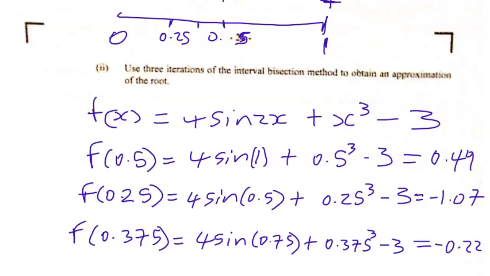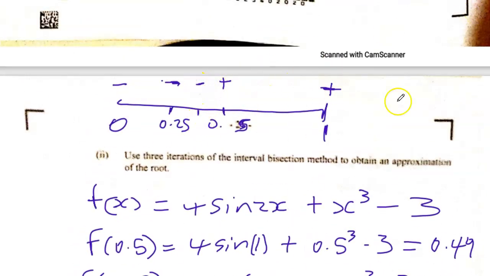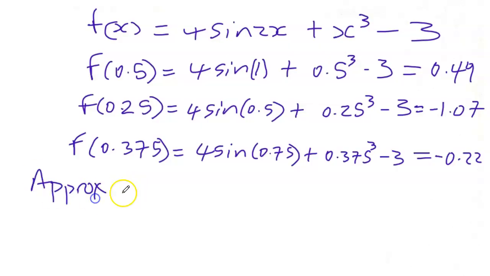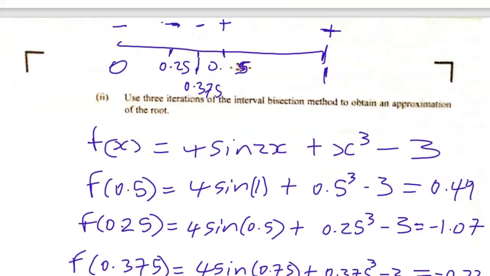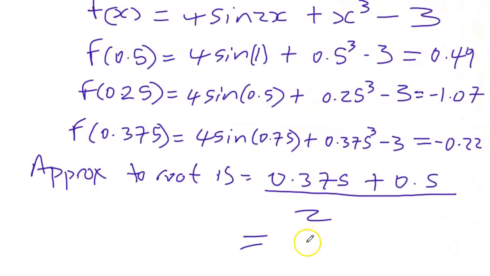I think we can stop now. We're asked to do three iterations. Negative 0.22, so this is a negative number. So we know the root lies between 0.375 and 0.5. So I will take the midpoint of 0.375 and 0.5. So the approximation to the root is 0.375 plus 0.5, we average those, and we end up with 0.875 divided by 2, 0.44 to 2 decimal places.